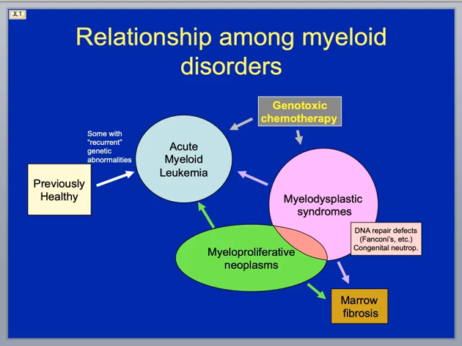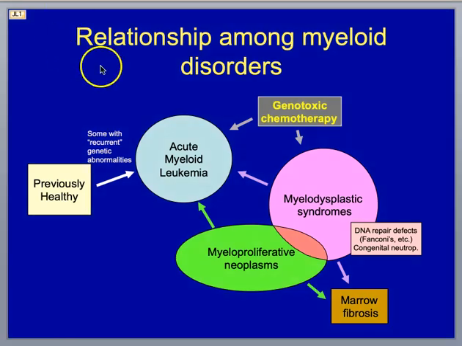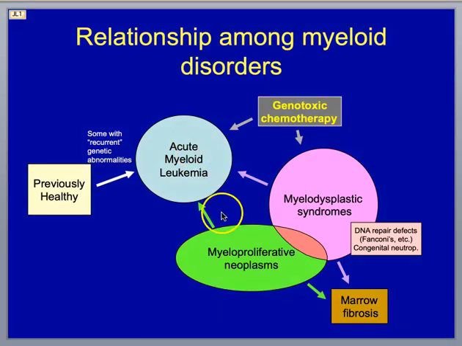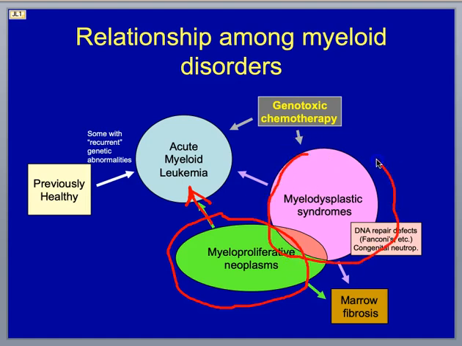If you look under myeloproliferative neoplasms, these entities are sort of analogous to chronic leukemias, and they have the potential of developing into AML. Now, in between these entities are these myelodysplastic syndromes, and they used to be known as pre-leukemia, which I think nicely encapsulated what their relationship is.